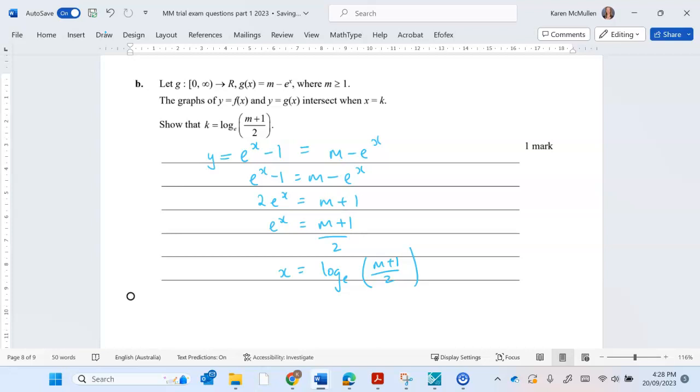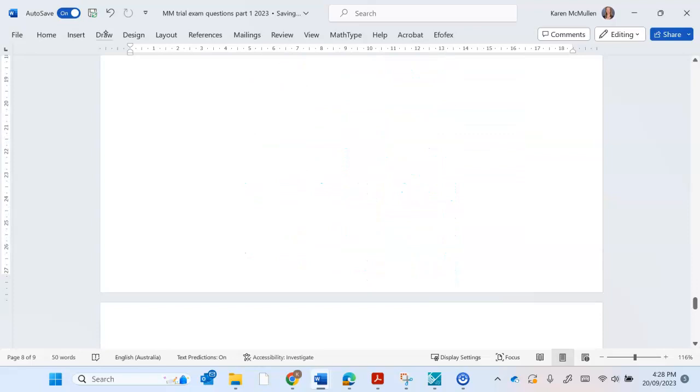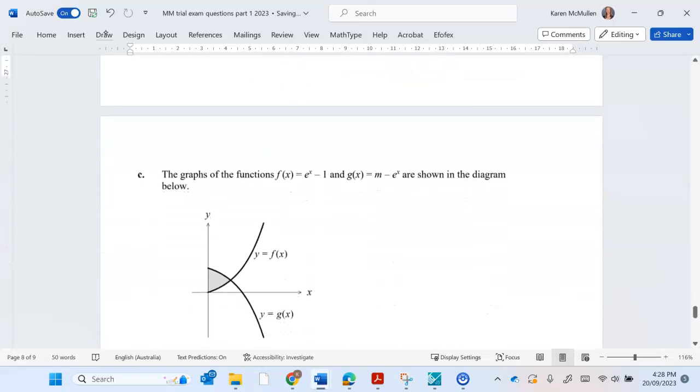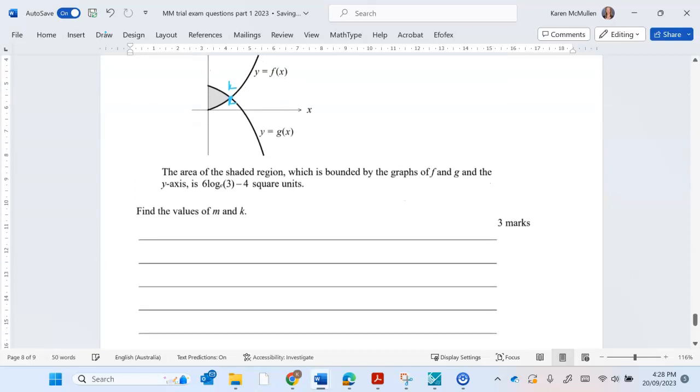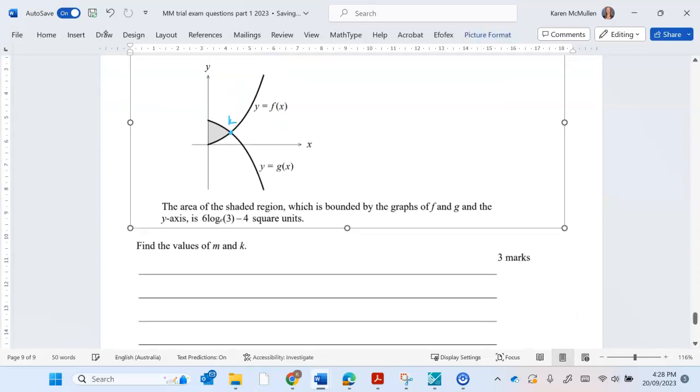All right, sometimes show that questions, therefore, so you can use your answer later on, sometimes. All right, part C, the graph of the functions f of x and g of x is shown in the diagram below, so you can also see where they intersect, so that's your k. The area of the shaded region which is bounded by the graphs of f and g and the y-axis is that. Find the values of m and k.